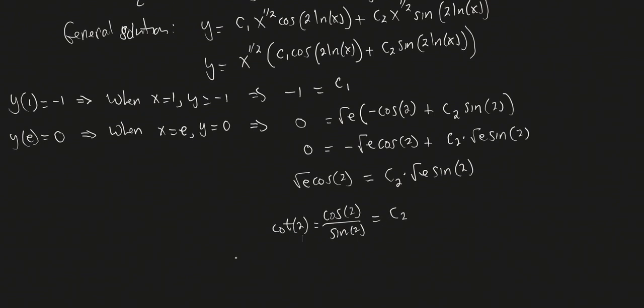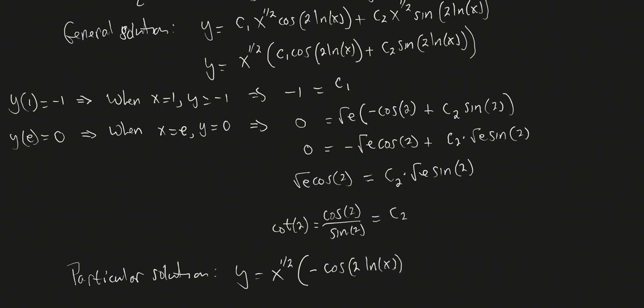So here is our particular solution, right? I'm just going to write it in the factored form. So y is equal to x to the 1/2, and then we'll have negative cosine of 2 natural log of x, and then plus the cotangent of 2 times the sine of 2 times the natural log of x.